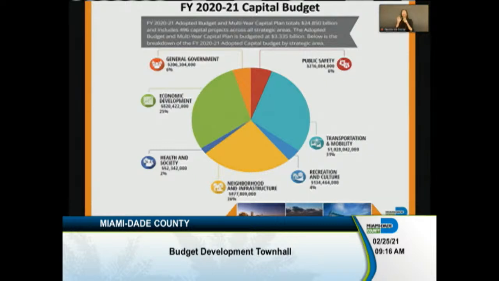And last but not least, the General Government Strategic Area includes projects for the Information Technology Department to purchase computer-aided dispatch systems that will replace the existing computer-aided dispatch for both fire and police. Projects in the Internal Services Department include the construction of a new North Dade Government Center to provide more access to government services to residents in the north section of the county.